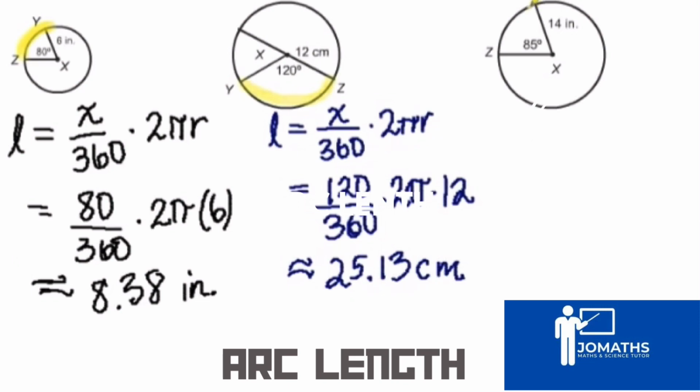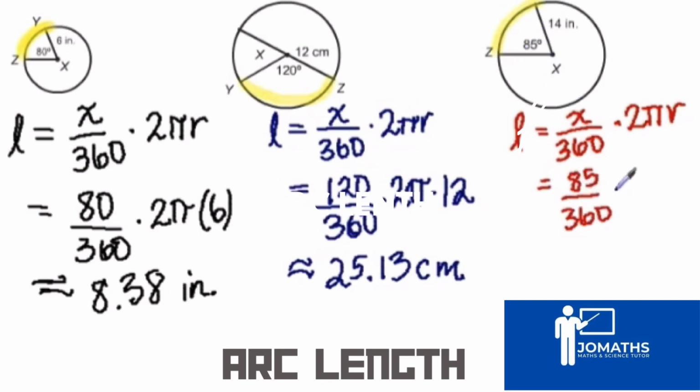And then the last one, we're still looking for the length of arc ZY. Same formula: arc length is the measure of the central angle divided by 360 times the circumference of the circle, 2 times pi times the radius. The measure of the central angle is 85 degrees, divided by 360, multiplied by 2 times pi, and the radius in this problem is 14 inches.